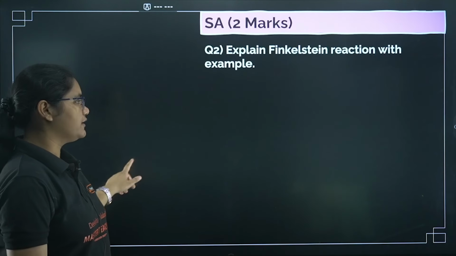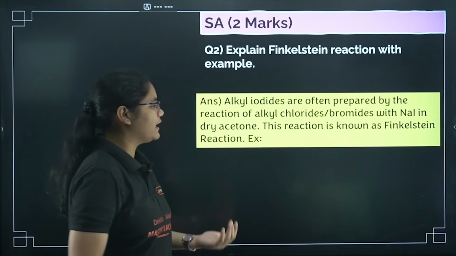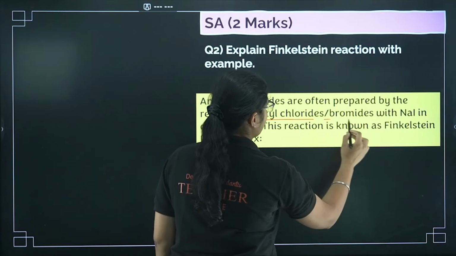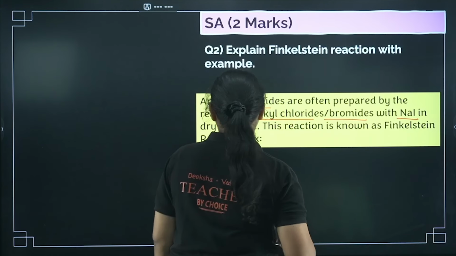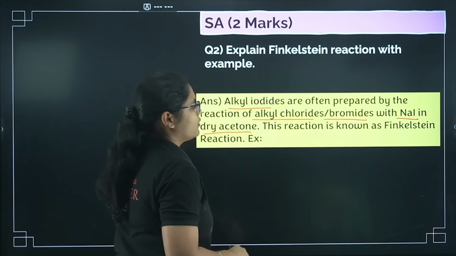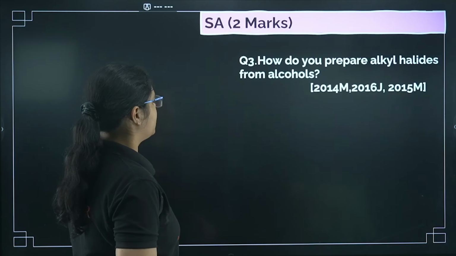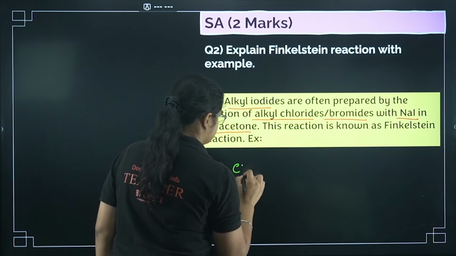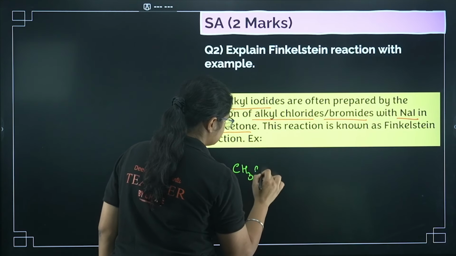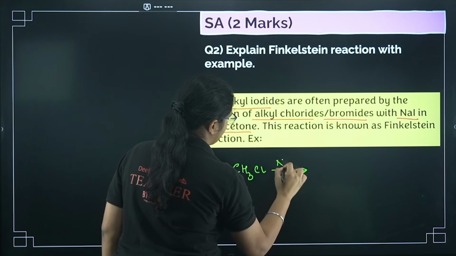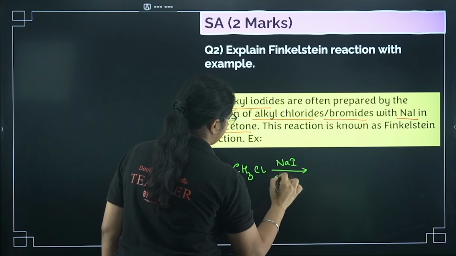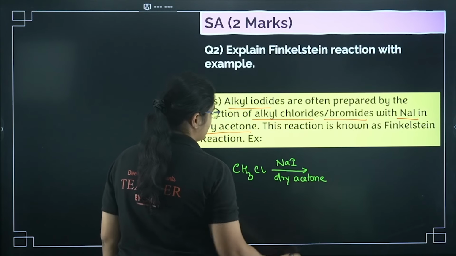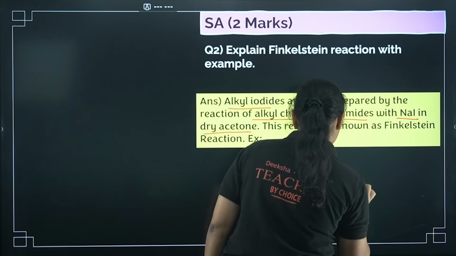Next we have Finkelstein reaction with example. When alkyl iodides are prepared by the reaction of alkyl chlorides or bromides with NaI in dry acetone, that is called Finkelstein reaction, and here also you need to write the example definitely. Like CH3Cl, and if you take NaI with dry acetone, okay, that will give me CH3I, right?